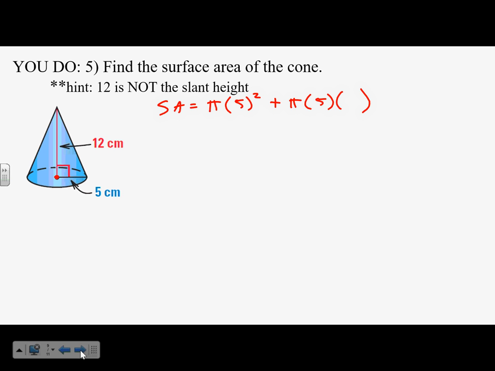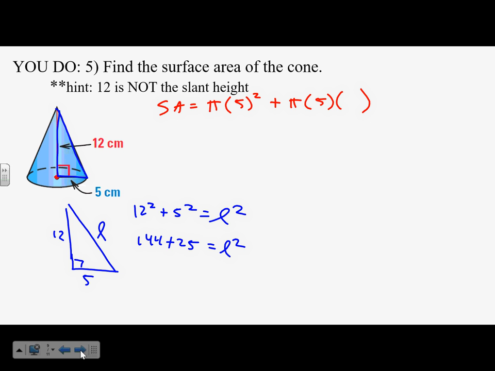So if you look, you can actually kind of see the triangle they're getting at right there. We have 12 and 5, and then our slant height. So we have 12 squared plus 5 squared is equal to L squared. That's 144 plus 25 is equal to L squared. 144 plus 25 is 169. So when you take the square root of both of those, you end up getting 13 is equal to your L. So that's 13 up here. And now we can put this into our calculator.